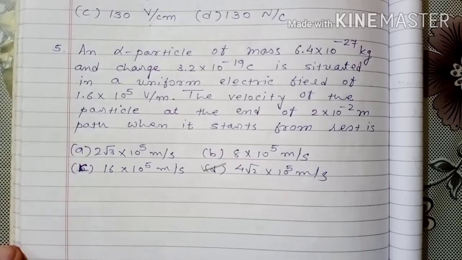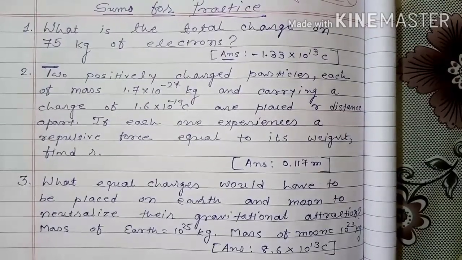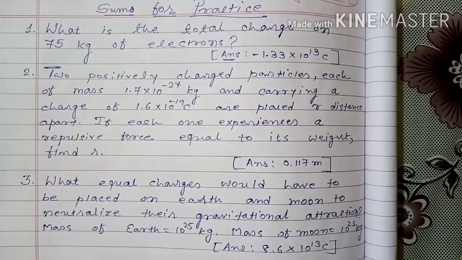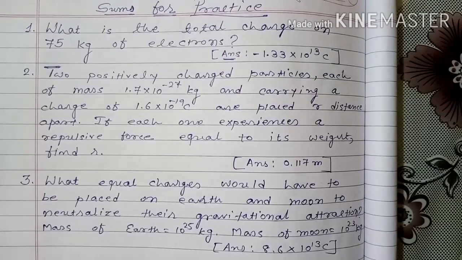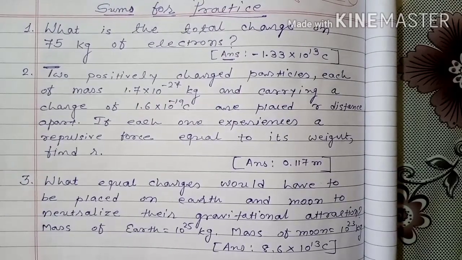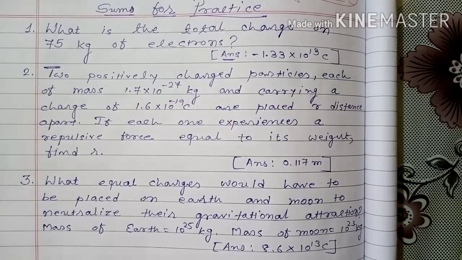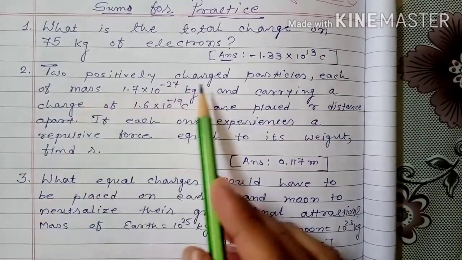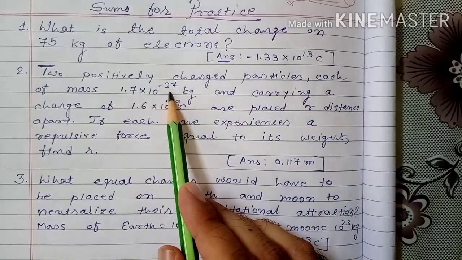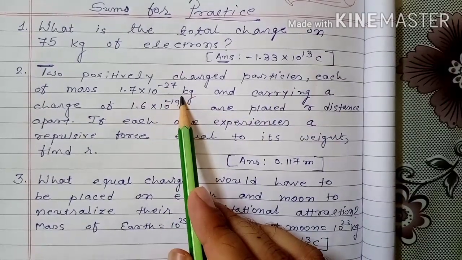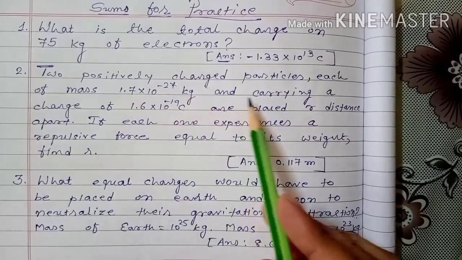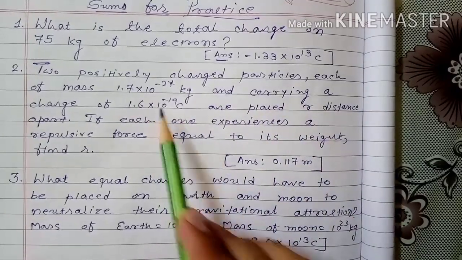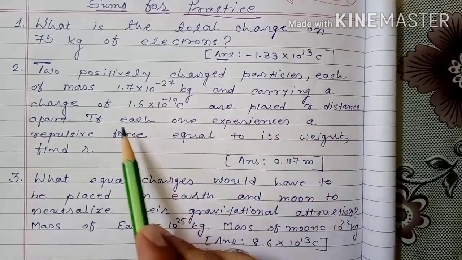Now I will solve sum number 2, 3 and 5 which I gave you in 5th video lecture of chapter number 1. So first we will solve sum number 2. Two positively charged particles each of mass 1.7 into 10 raised to minus 27 kg, and carrying a charge q, are placed r distance apart.